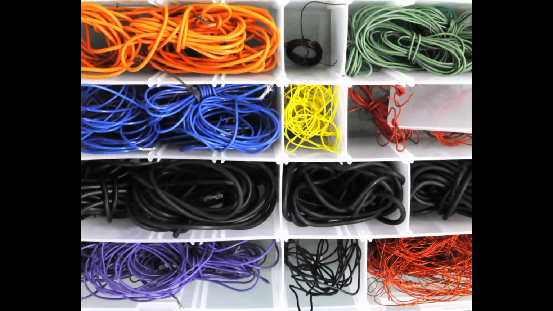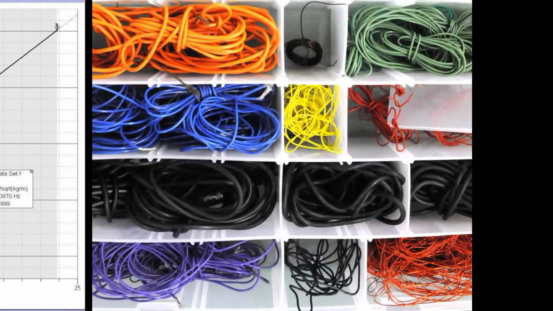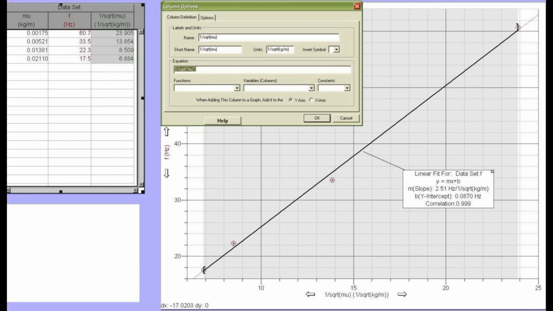Choose several strings from a variety of string densities mu. Remember that the densities in kilograms per meter are printed inside the box lid. In graphical analysis, you may calculate a column defined as 1 over the square root of mu and fit a straight line. The theoretical value of the slope can be calculated from n, L, and the square root of T.